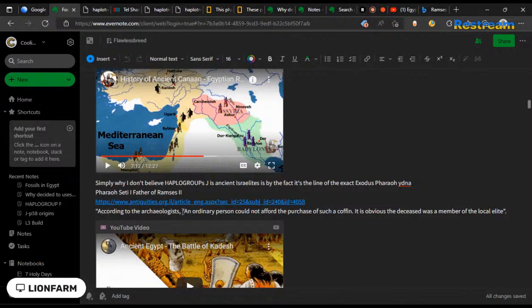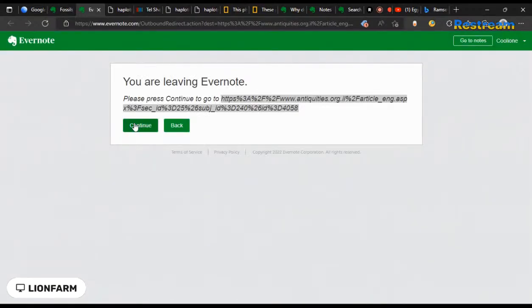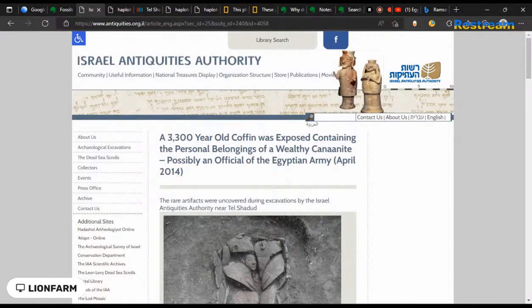According to archaeologists, I'm going to show you a burial of someone where they say an ordinary person could not afford the purchase of such a coffin. It is obvious the deceased was a member of the local elite. So I'm going to show you something kind of interesting here, a little something of a find. Note these years, because we're going to find something about this time frame.